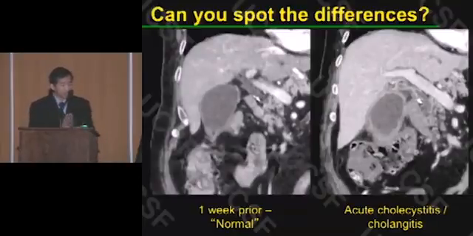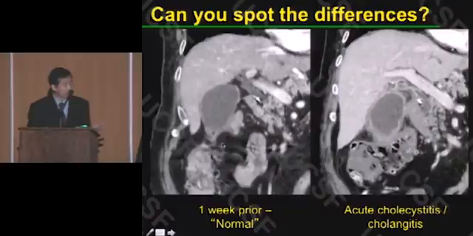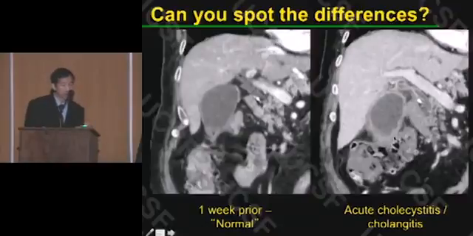Along with stone disease, we can also have infection of the biliary tract, cholangitis. So here's an example of a patient 1 week prior, and he was normal. We have no abnormal findings. And then 1 week later, he developed acute cholecystitis and cholangitis. There are many differences between the two scans. Can you help spot them?